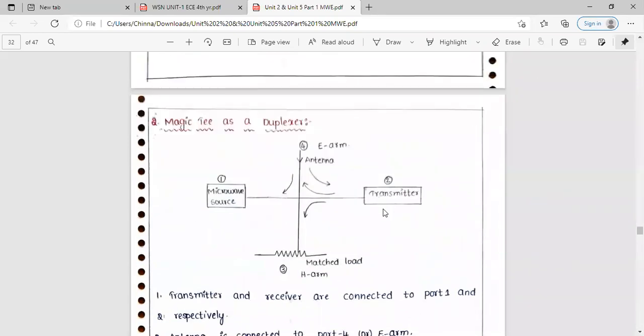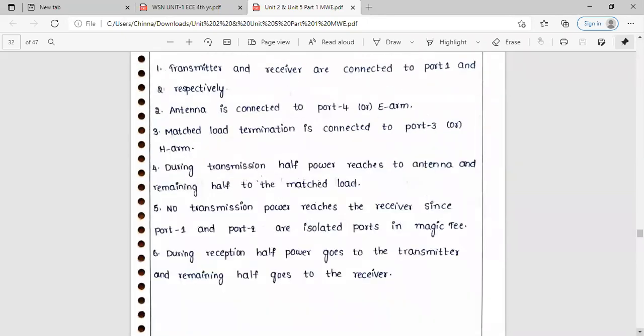When we transmit, some of the power reaches the antenna and some of the power reaches the matched load from the transmitter. So no transmission power reaches the receiver, since port 1 and port 2 are isolated ports in the magic tee. Since port 1 and port 2 are isolated ports, no power is received across the receiver. So during the reception, half the power goes to the transmitter and the remaining half goes to the receiver.